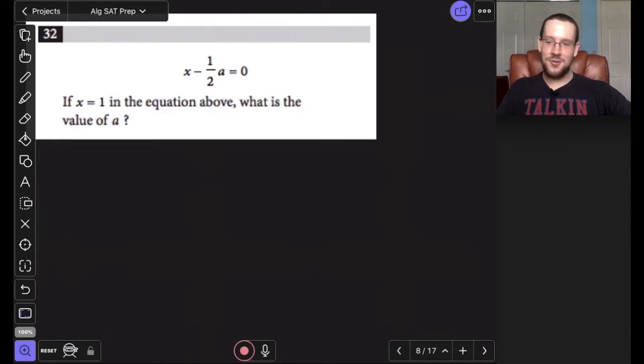The correct answer to this is, here's again, a really easy question. Oh man, algebra is so easy. When you know a little bit of what you're doing, algebra is so easy.